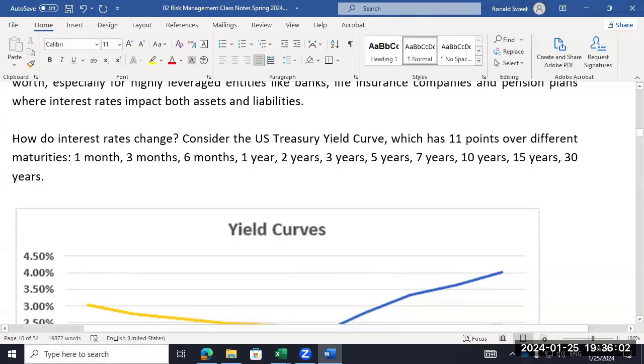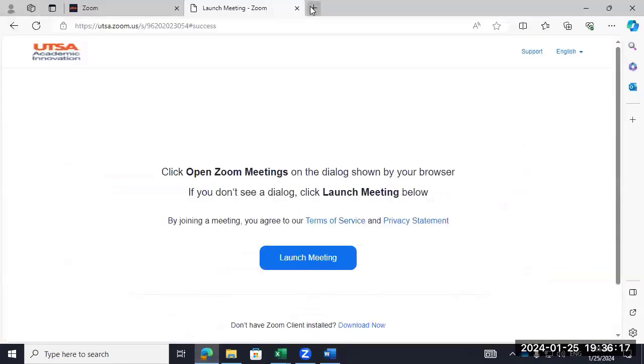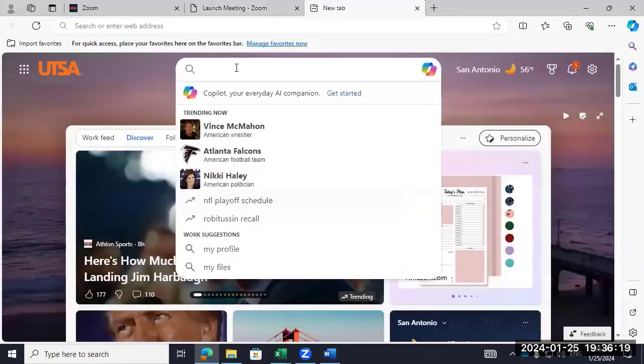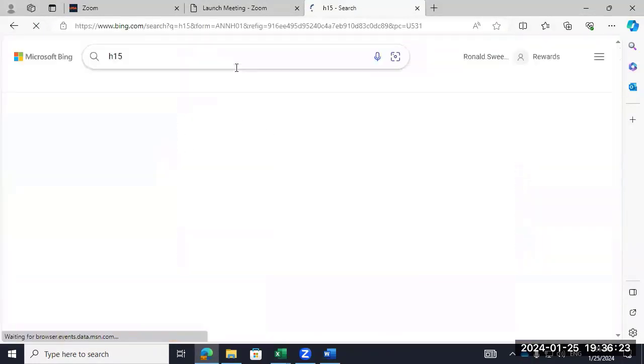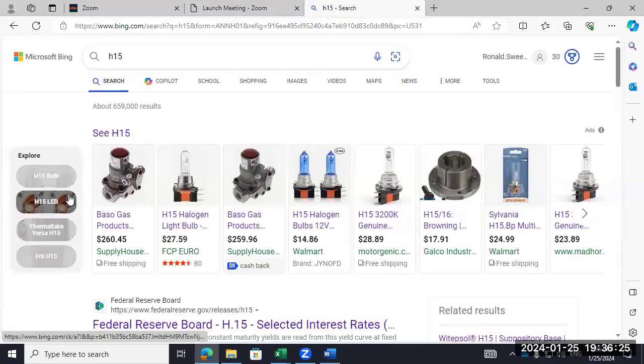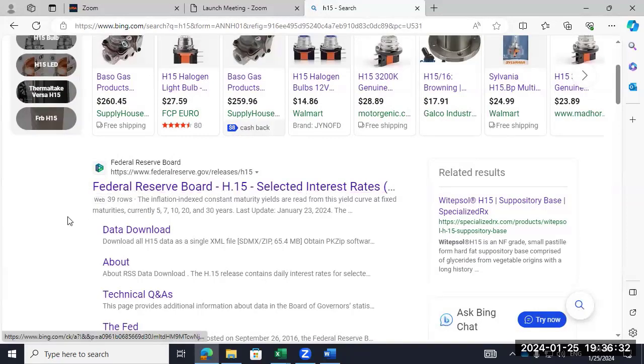So how do interest rates change? The U.S. Treasury yield curve has 11 points on it: 1 month, 3 months, 6 months, 1 year, 2 years, 3 years, 5 years, 7 years, 10, 15, and 30 years. If you want to get the yield curve, you just go to the search and type H15. It used to be the first thing that came up. Now it's the second thing to come up. I don't know what the first thing is, but the second thing is the Federal Reserve.